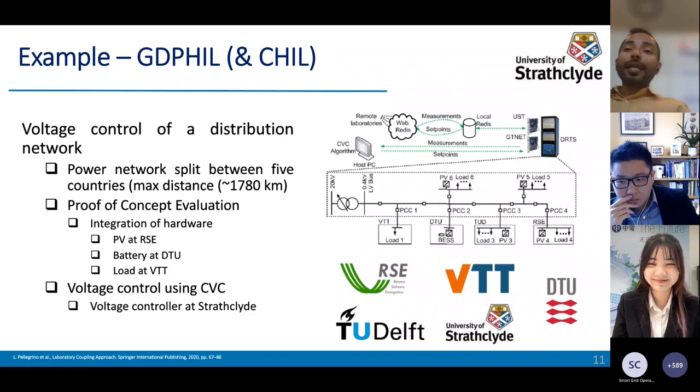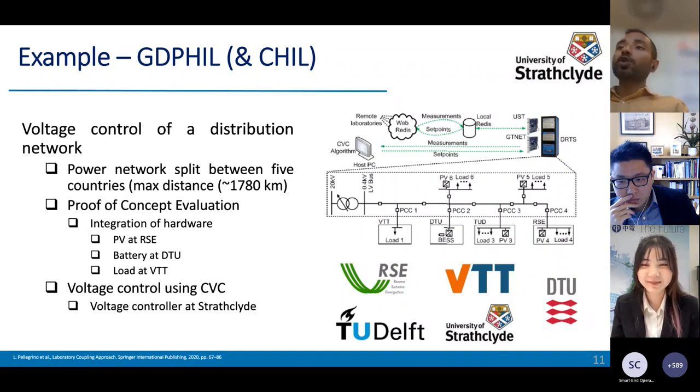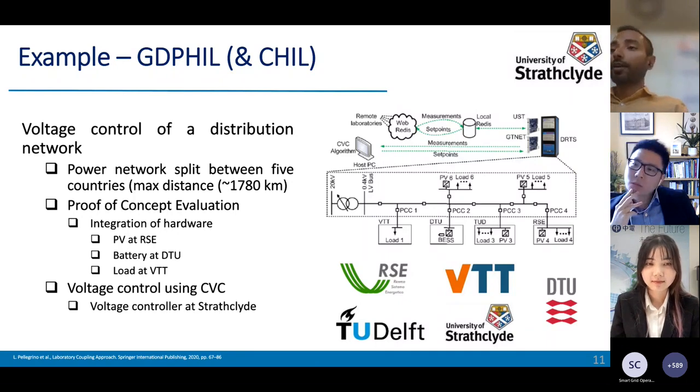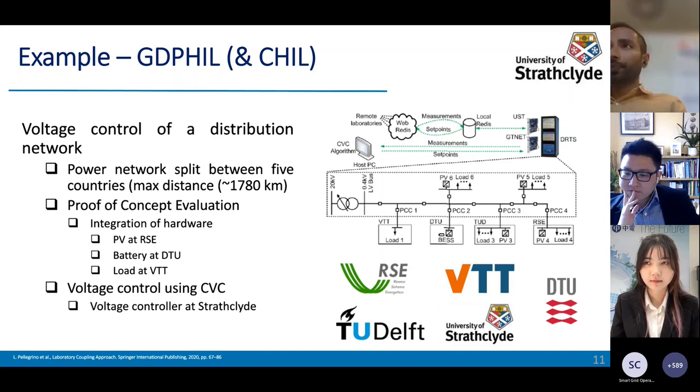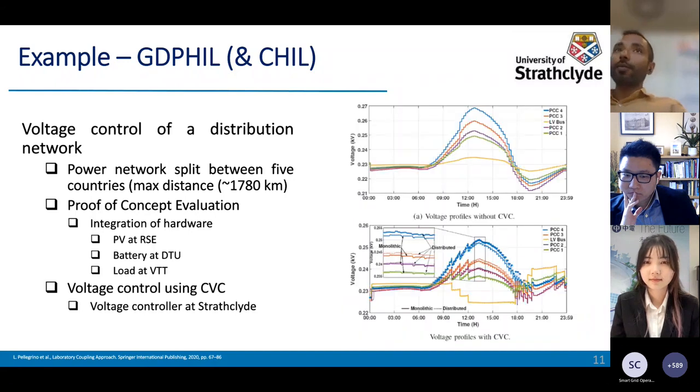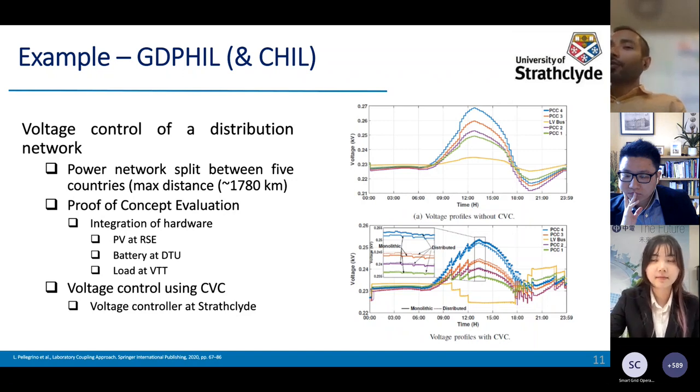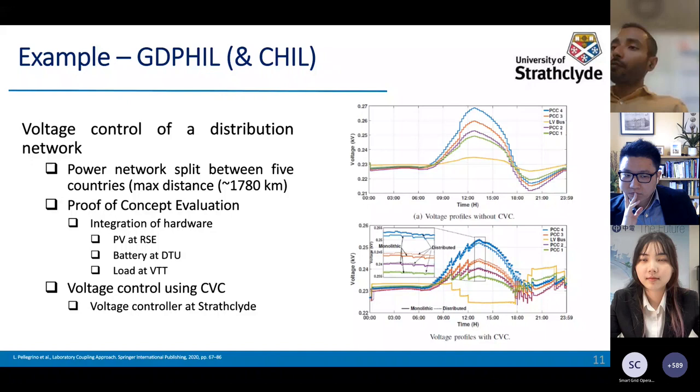The objective here was the integration of different hardware equipment. So we had a PV at RSE, which is in Italy. We had a battery at Denmark Technological University, and we had a load which was at VTT. And this particular setup was utilized for demonstrating the voltage control of a distribution network. As you can see in the title, it is an example of PHIL and CHIL, and that is because the voltage controller for this particular case was hosted at Strathclyde and was controlling all the other equipment at RSE, at VTT, and at DTU.